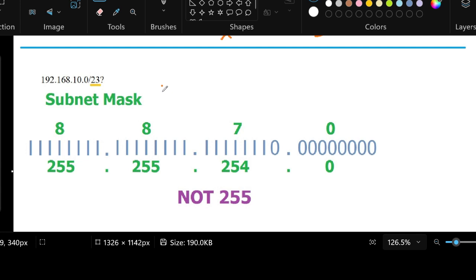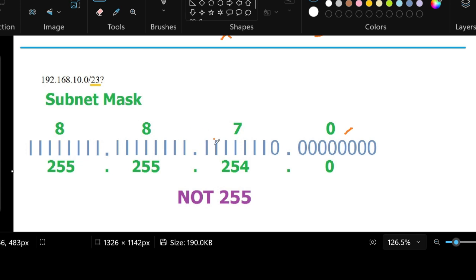If we are to put 23 into this form, we know that 8 plus 8 plus 7 should give us 23. 8 plus 8 is 16 plus 7 should give us 23. And then because we don't have any more left, we put 0 here. And then we need to convert these numbers into binary. And the way to do that is if we got 8, then we put 1, 2, 3, 4, 5, 6, 7, 8.